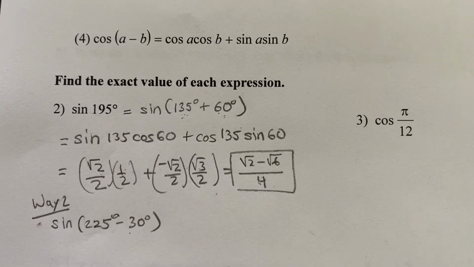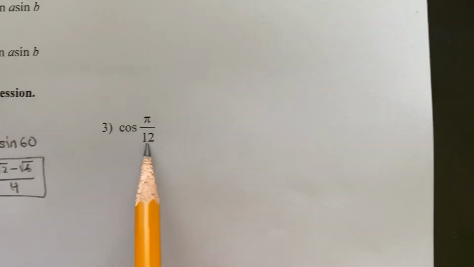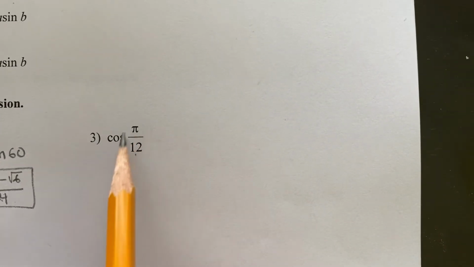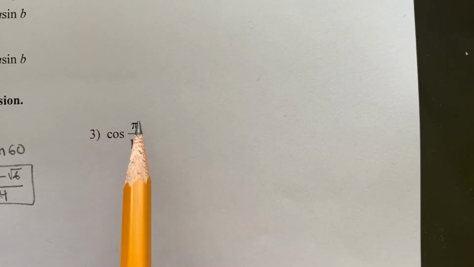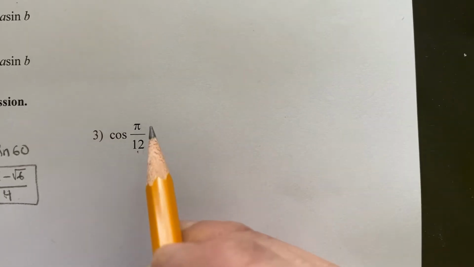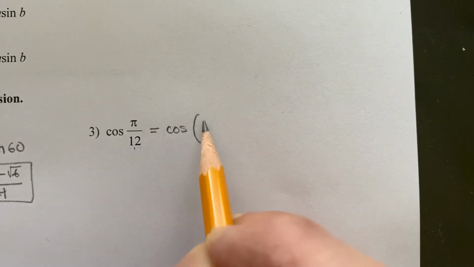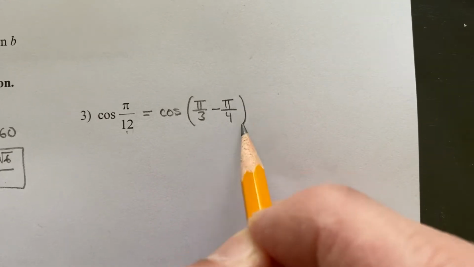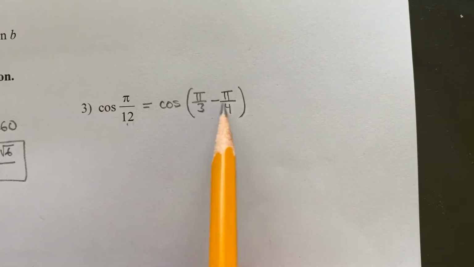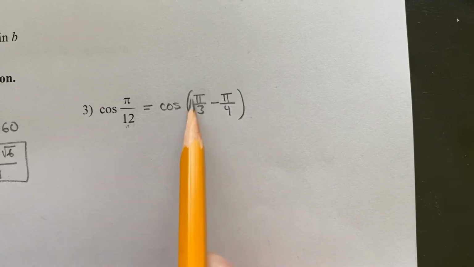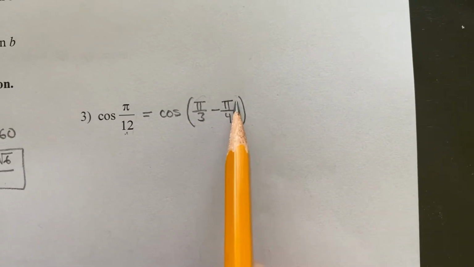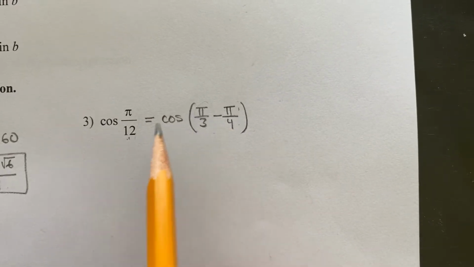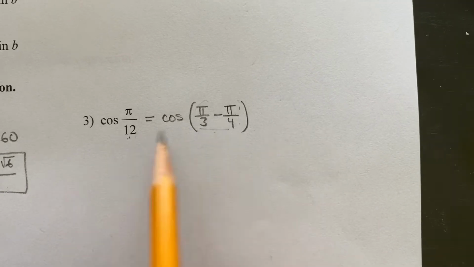All right, so let's move on to problem number 3, the cosine of pi over 12. Again, pi over 12 is not a value on your unit circle. You want to rewrite pi over 12 such that these values are on your unit circle. So I'm going to use the cosine of pi over 3 minus pi over 4. And if you ask yourself, does pi over 3 minus pi over 4 give you pi over 12? Pi over 3 is 4 pi over 12. If you multiply pi over 4 by 3 over 3, this will give you 3 pi over 12. In fact, 4 pi minus 3 pi over 12 will give you pi over 12. So this is correct.